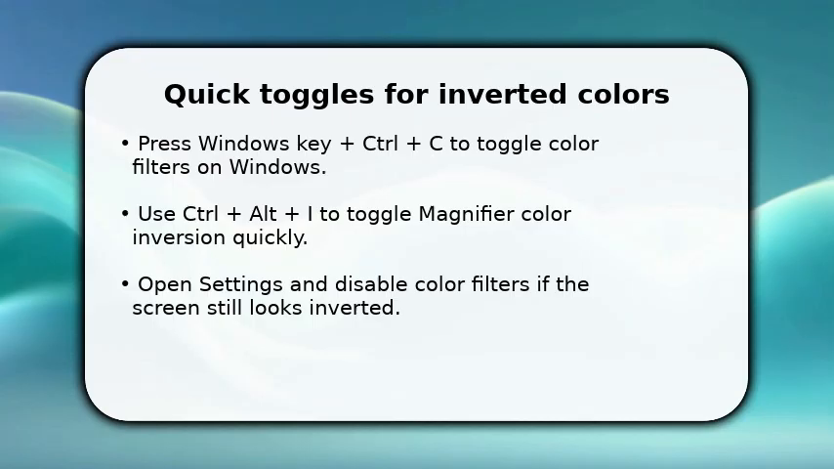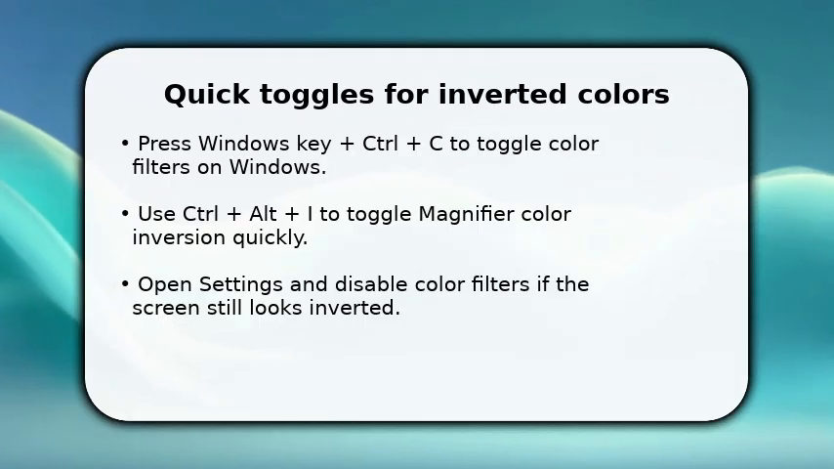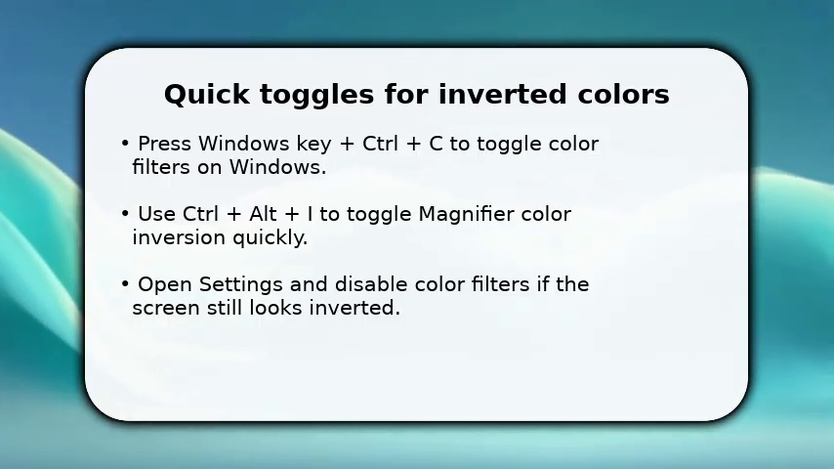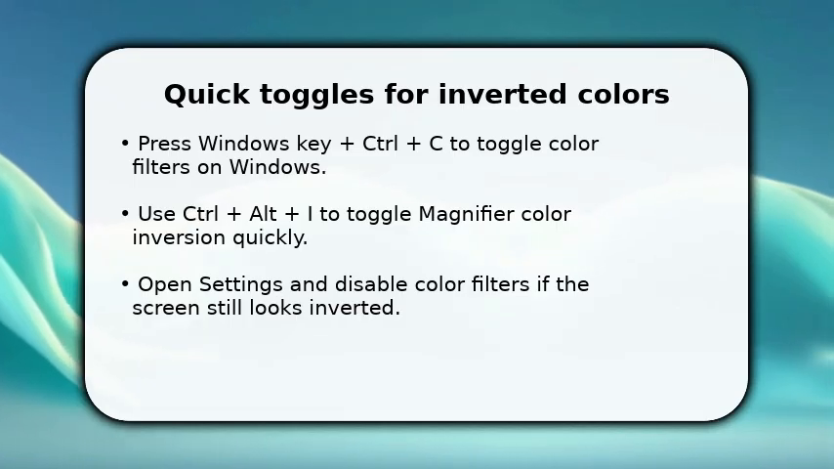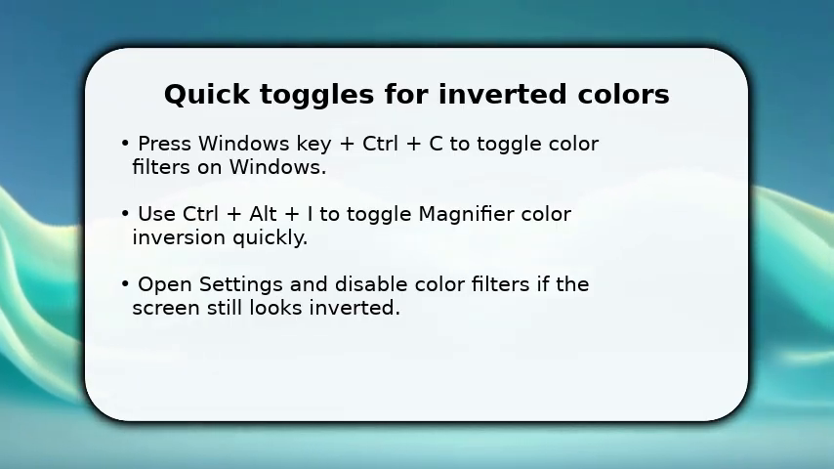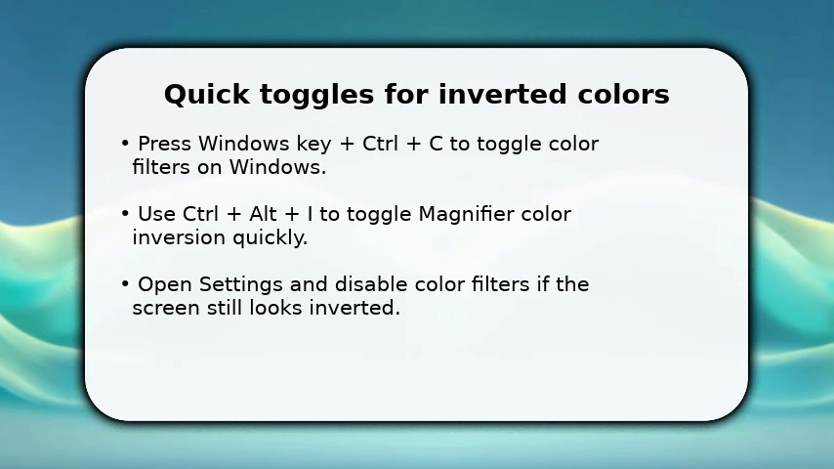Open Settings and type color filters to find the toggle. Turn off any active color filters or invert options there. Restart the app that showed inverted colors to verify the fix. If colors remain inverted, proceed to the deeper settings steps next.